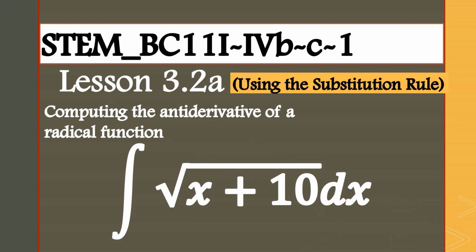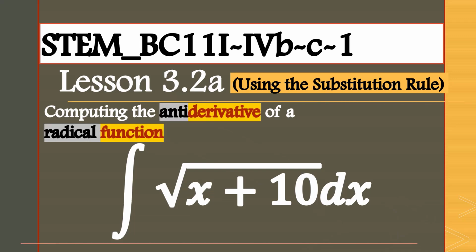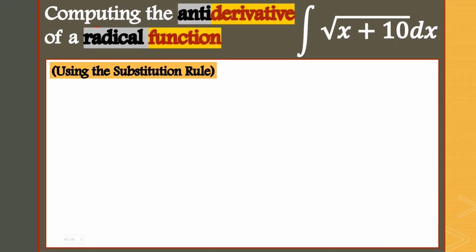Let's compute the antiderivative of this given radical function using the substitution rule. The same item was given in the previous video, and we were able to solve that using the chain rule. By the way, the answer for the chain rule, if you would like to be reminded of, and of course you could review the previous video as well, is equal to 2/3 of (x + 10) raised to the power of 3/2, plus c.